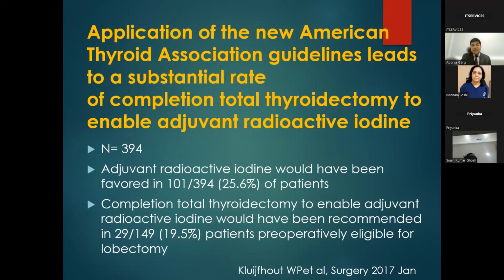So application of the new American Thyroid Association guidelines leads to a substantial rate of completion total thyroidectomy to enable adjuvant radioactive iodine. This study involved 394 patients, which showed that adjuvant radioactive iodine would have been favored in 25.6% of the patients, and completion total thyroidectomy to enable adjuvant radioactive iodine would have been recommended in almost 20% of the patients preoperatively eligible for lobectomy.